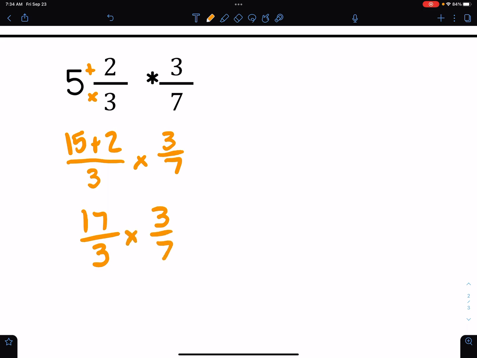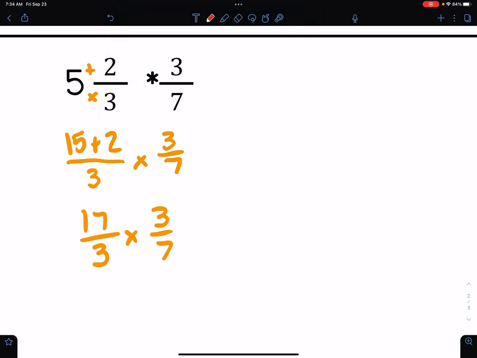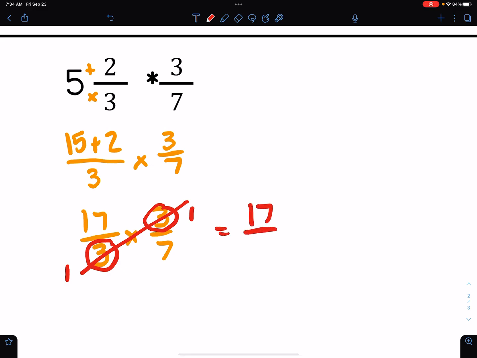Now I'm going to look to see if there are any cross cancellations. Now I will tell you, my favorite is when I see the same numbers across from each other. Because when they're the same numbers across from each other, that means I can just cancel it and make it 1. So this one will be 17 over 7. Simplified.